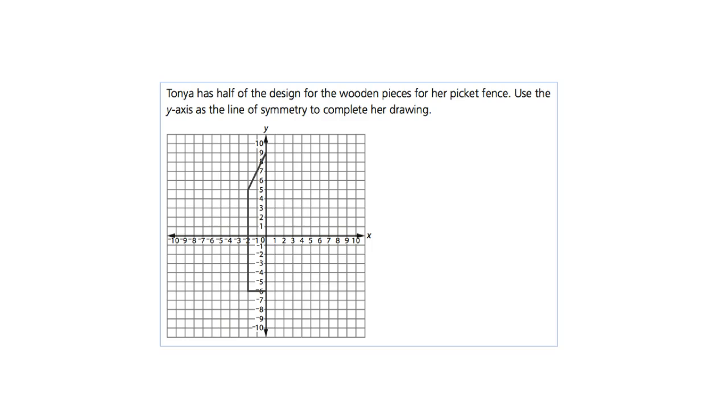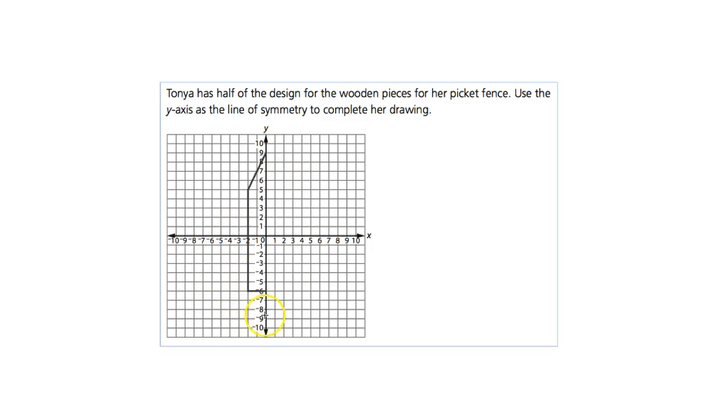It says here that Tanya has half of the design for the wooden pieces for her picket fence. Use the y-axis as the line of symmetry to complete her drawing. Okay, in this situation, it appears to be a real-world scenario where somebody wants a pretty design, and they want it to be perfect for the pickets for their picket fence, and they've got a coordinate plane that they're using.